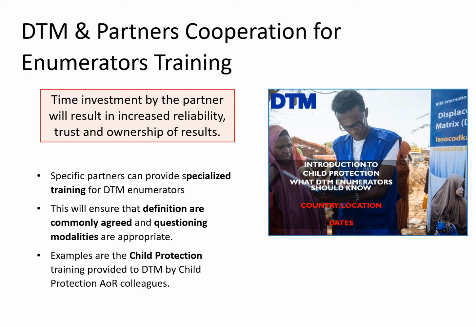Examples, again with child protection: training by the area of responsibility in some countries to DTM enumerators, as well as DTM protection colleagues providing training at the DTM enumerators training. The time investment by the partner will result in increased reliability, trust and ownership of results by the partner, and therefore better use.